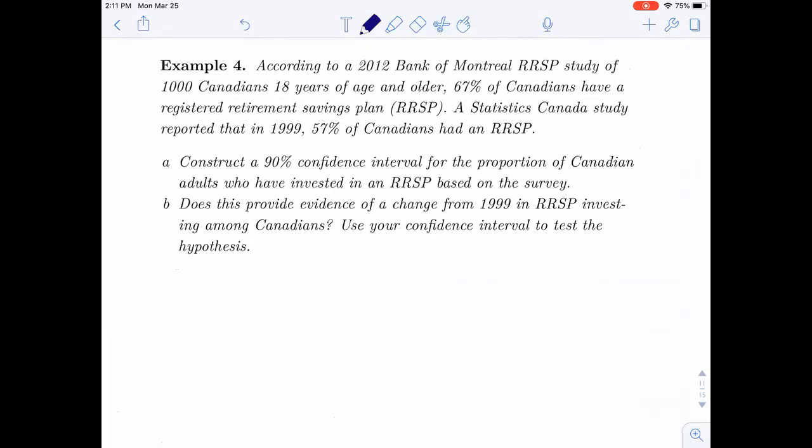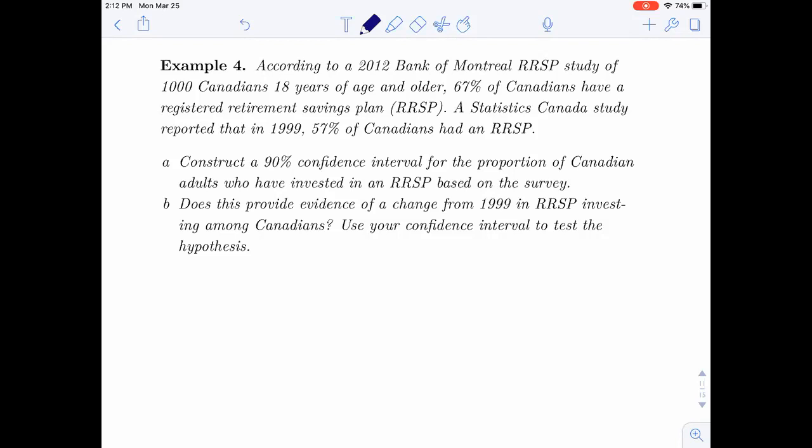According to a 2012 Bank of Montreal RRSP study of 1,000 Canadians 18 years of age or older, 67% of Canadians have a registered retirement savings plan. Now they define RRSP. Weird question, but anyways. A Stats Canada study reported that in 1999, 57% of Canadians had an RRSP. That little fun fact is thrown in there, and we can definitely do a hypothesis test for this, but what we're going to do is just do a confidence interval.